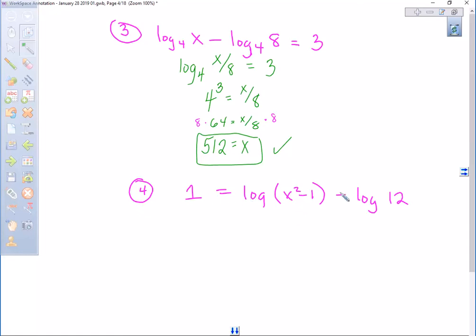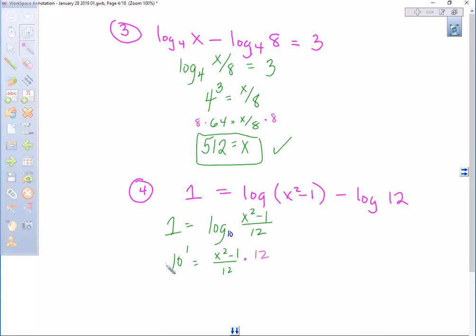All right, example 4. We have logs on one side. When we have logs on one side, we condense. So this subtraction becomes division. And then we switch forms. All right, don't let it trick you. It's an understood base 10. So it becomes 10 to the first power equals (x squared minus 1) over 12. All right, well, 10 to the first power is just 10.